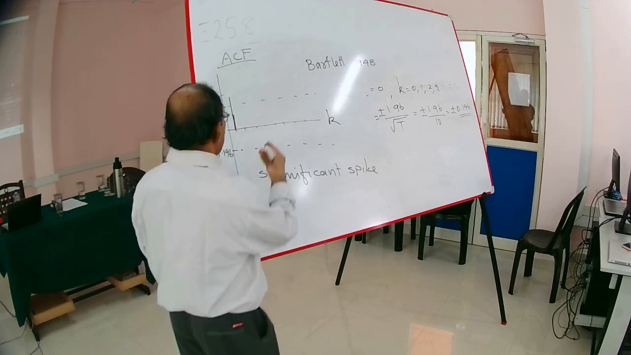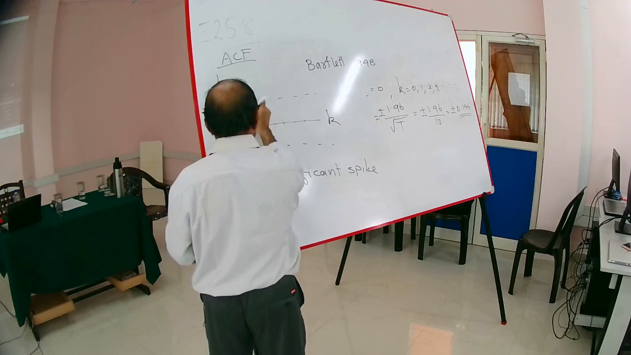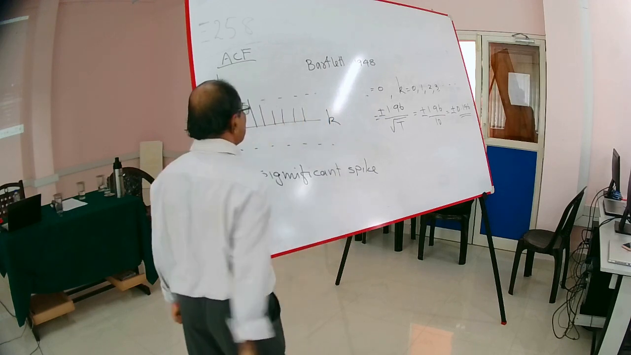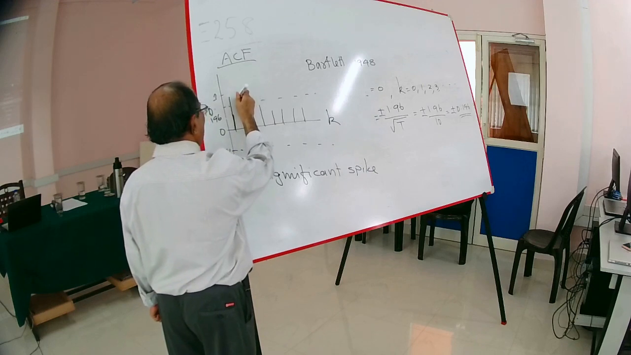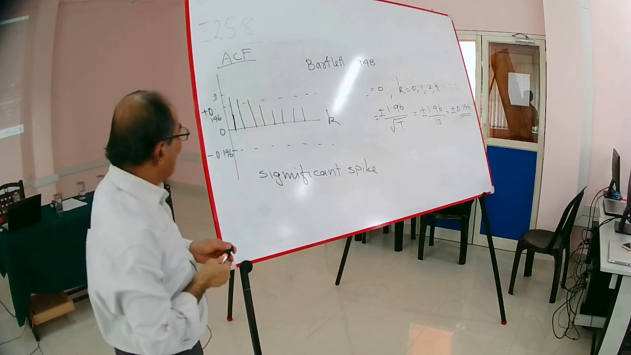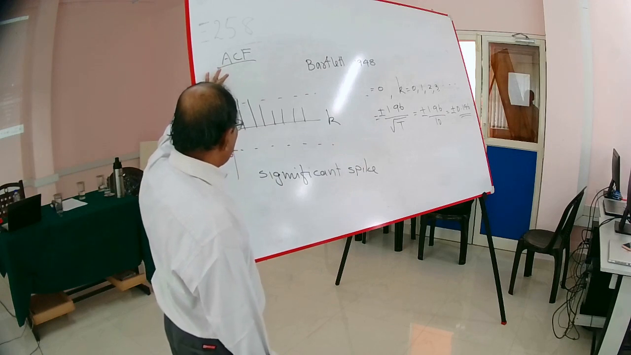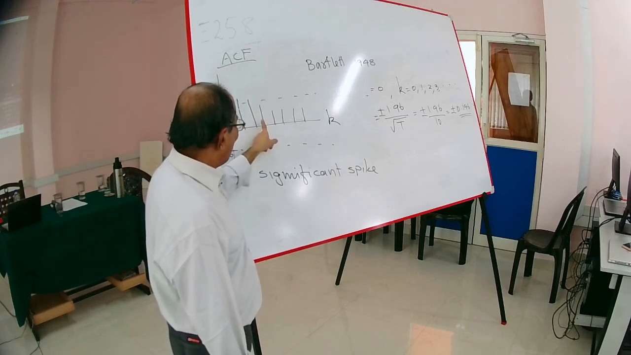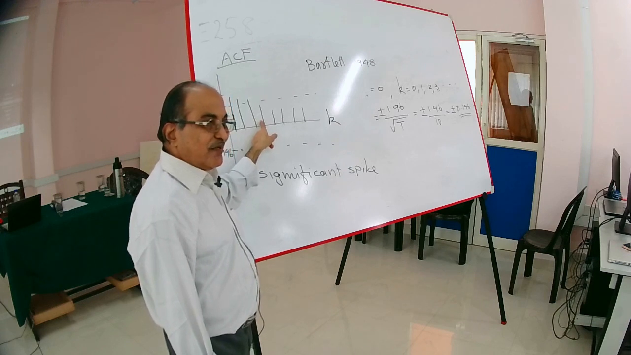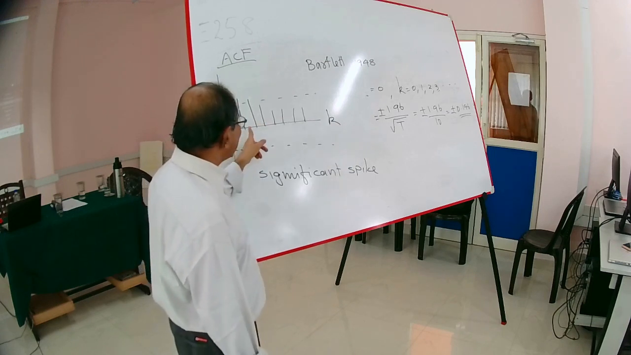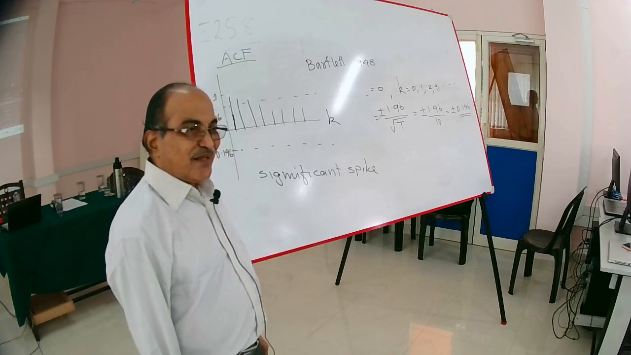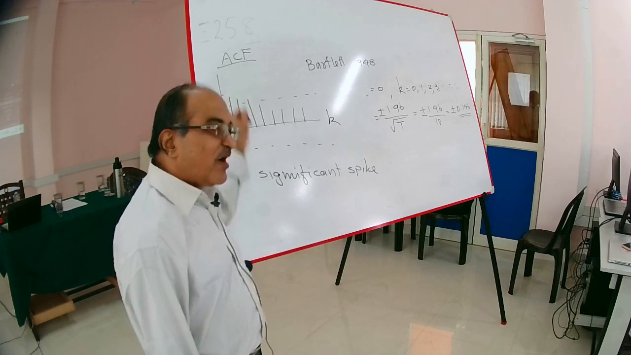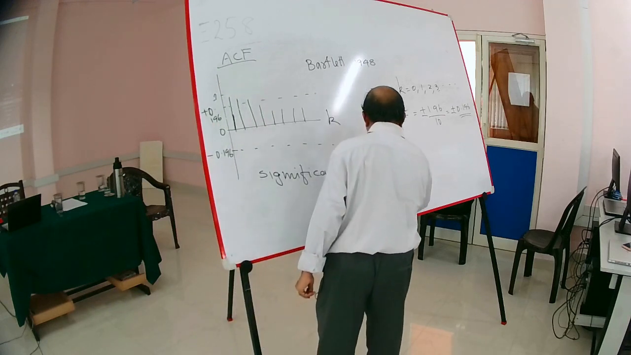Now suppose we have a significant spike like this, and then the rest decline. At lag 1 we have this autocorrelation coefficient, at lag 2 it is less than that, and at lag 3 less than that. What about this one? Is it equal to 0 or not? It is equal to 0. That is, we have 3 significant spikes, right? If we have only 3 significant spikes, or 4 or 5 or 6, then we can say that we have a fast decay.